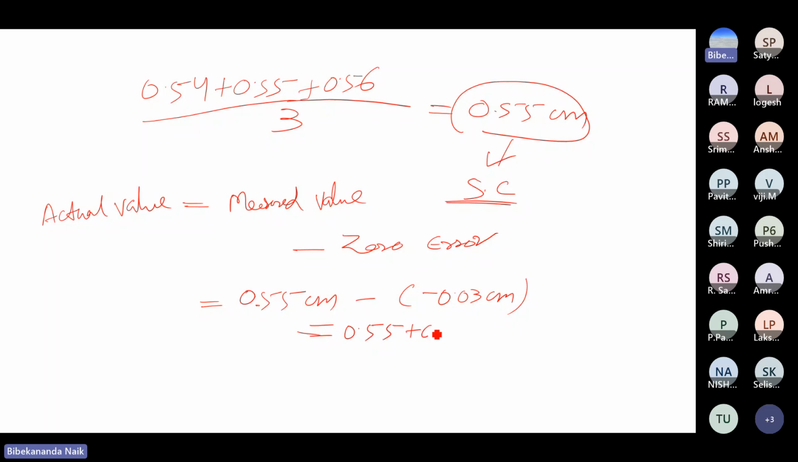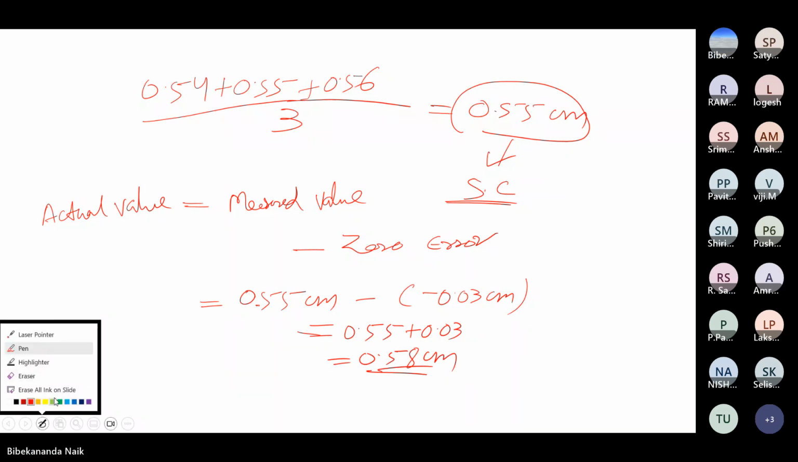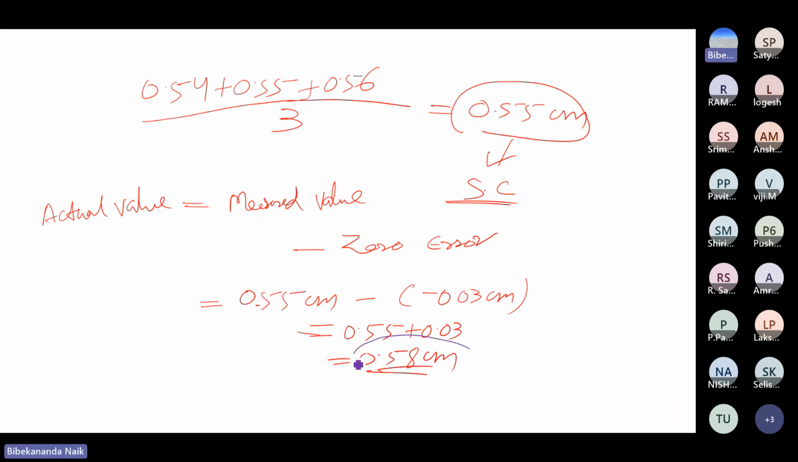So the total will be 0.55 plus 0.03. It will be 0.58 centimeter. So this is the answer. The mean measurement of the 3 observations is 0.58 centimeter.